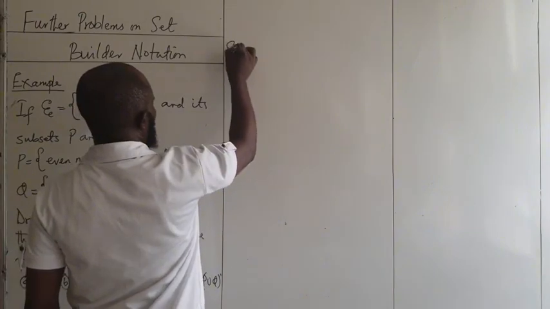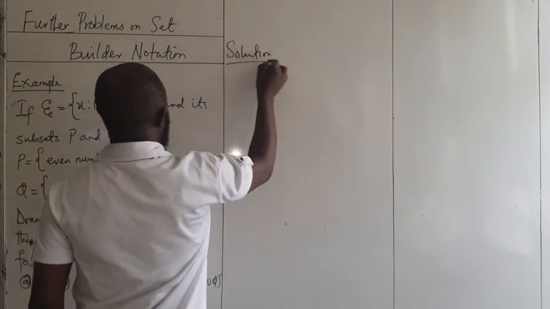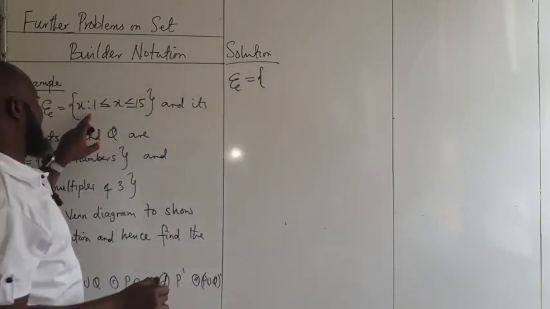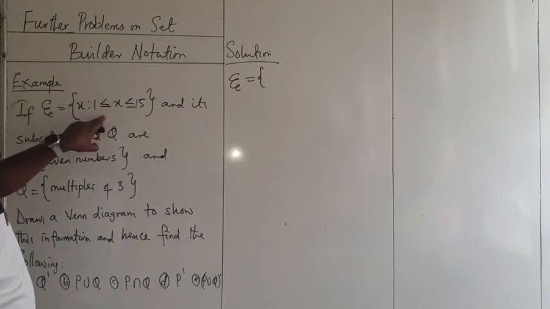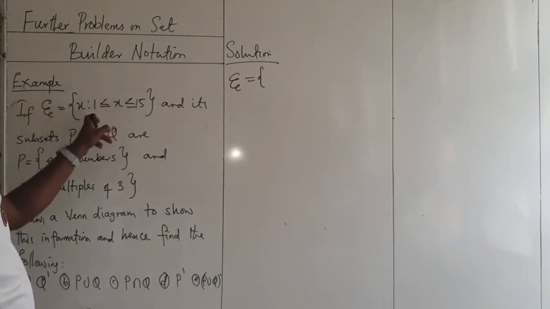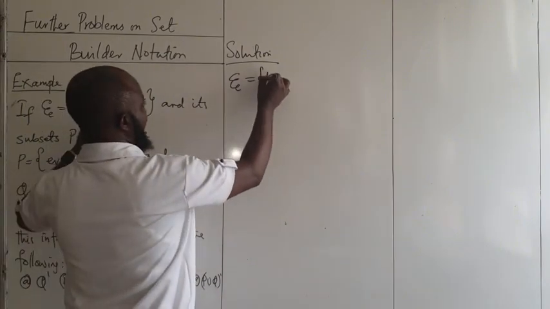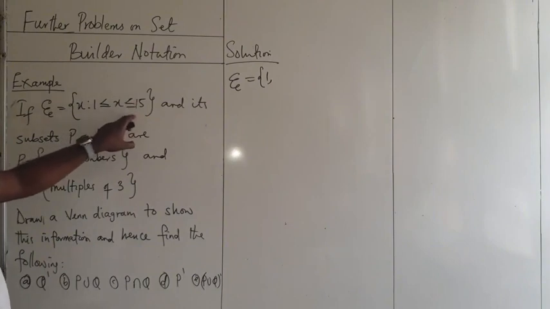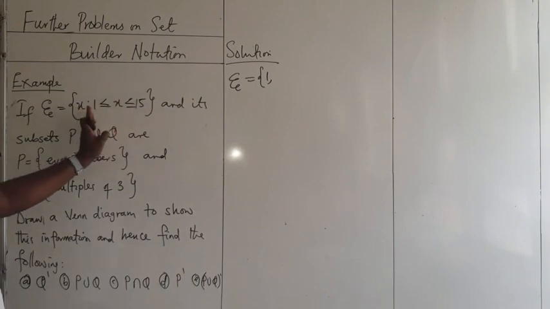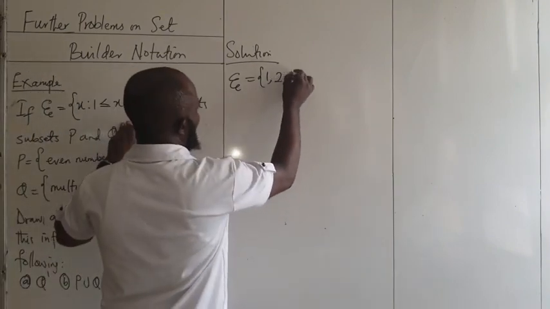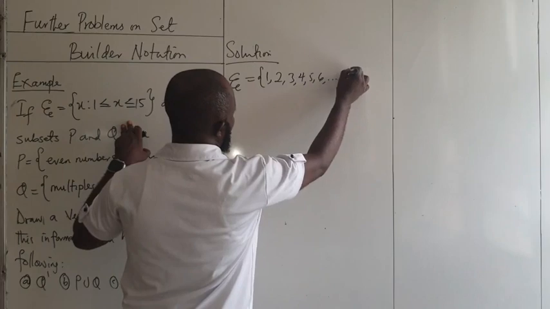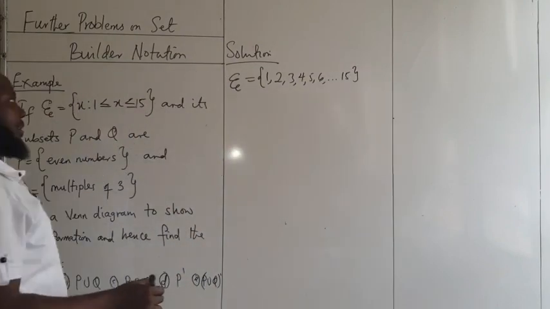So the first one, solution here. We're going to have the universal set, which is x greater than or equal to 1. That means x is greater than 1 and also equal to 1, so 1 is part of the answer. Then x is less than or equal to 15, which means all the numbers less than 15 and also equal to 15, from 1 to 15. So 1, 2, 3, 4, 5, 6, then to 15. Alright, so that is the universal set.